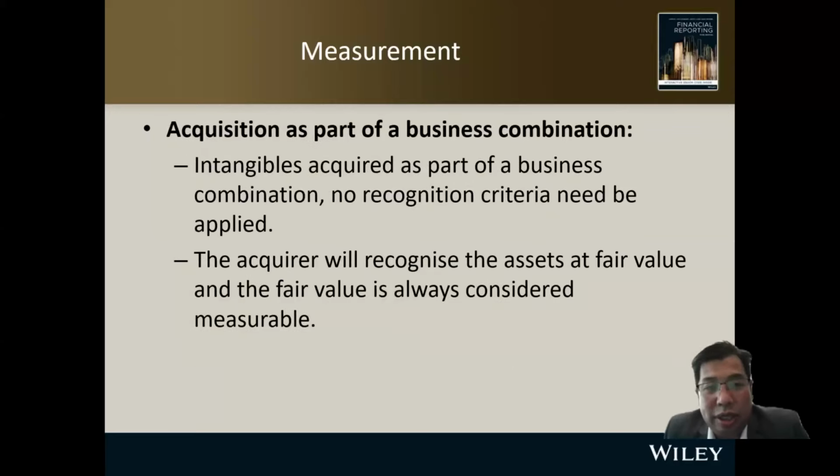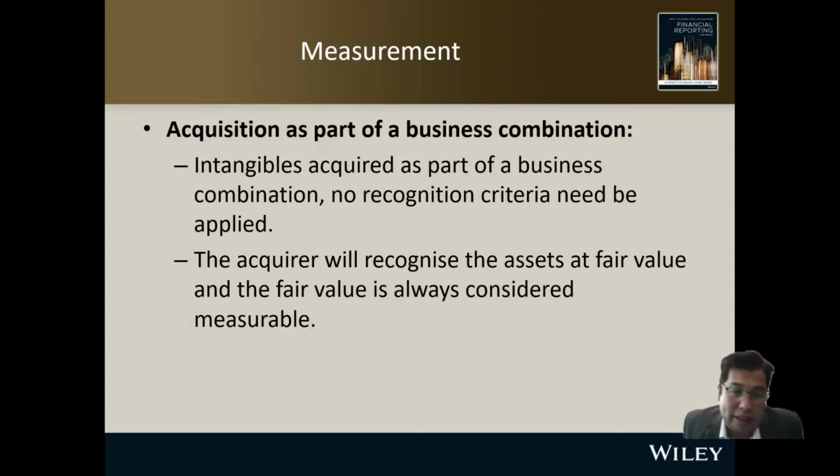Okay. Acquisition as part of a business combination. I explained that this is a result from the acquisition process, A acquires B and so on. For intangibles acquired as part of a business combination, no recognition criteria need to be applied. We are going to use the fair value, and the fair value is always considered measurable. This topic about goodwill we're going to cover at the end of this semester: how we measure the purchase price and compare it with the fair value of the asset, and the difference will be the goodwill.